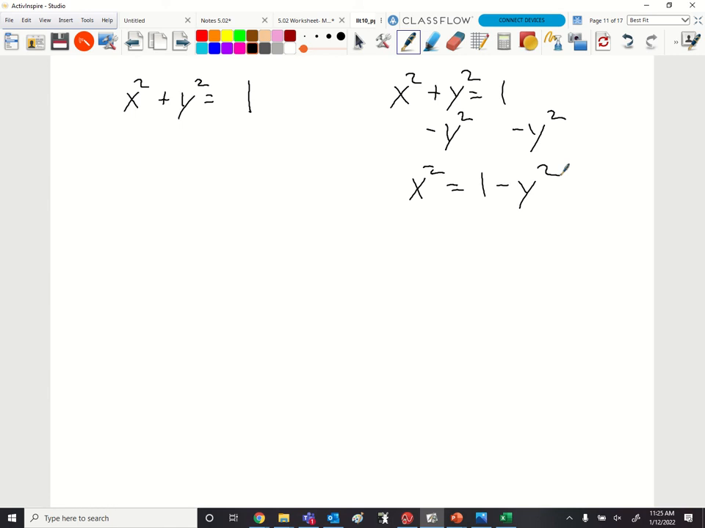So this is another one of those identities that we're going to use over and over again. So whenever you see a 1 minus y squared, you should automatically think that I could replace that with x squared. I'm going to replace it with x squared.